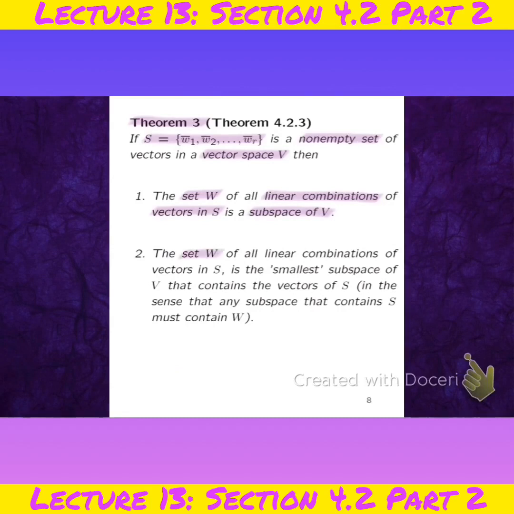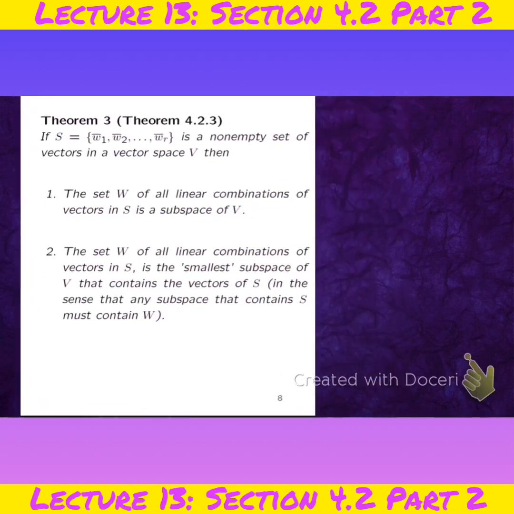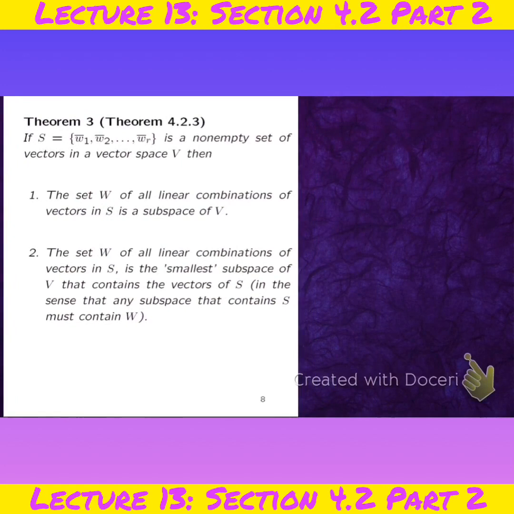Also, the set W of all linear combinations of the vectors in S is the smallest subspace of V that contains the vectors of S, in the sense that any subspace that contains the vectors of S must also contain the subspace W. Okay, so let's go and see why this is the case.